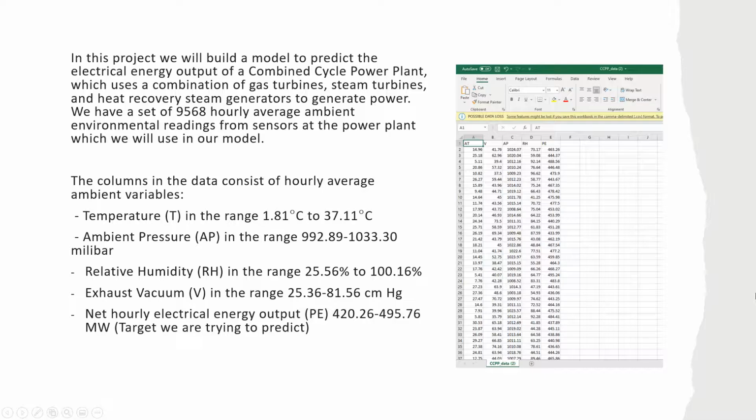Hi. So in this project, we're going to build a model to predict the electrical energy output of a combined cycle power plant, which uses a combination of gas turbines, steam turbines, and heat recovery steam generators to generate power. We have a set of 9,568 hourly average ambient environmental readings from sensors at the power plant, which we will use in our model. The columns in the data consist of hourly average ambient variables, and these are temperature, ambient pressure, relative humidity, exhaust vacuum, and net hourly electrical energy output.